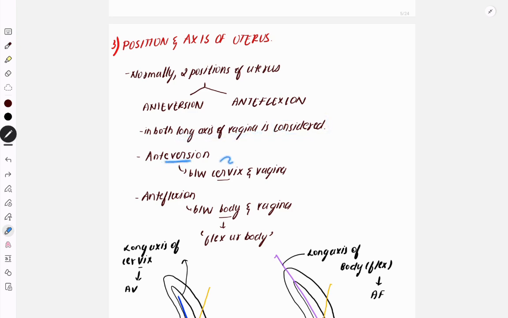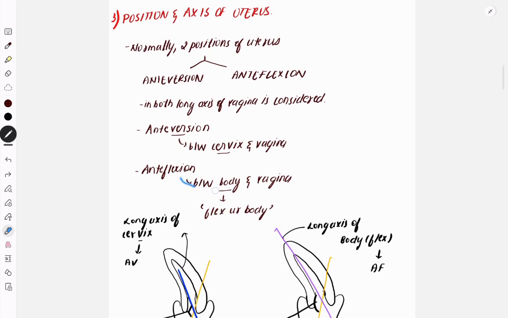The angle of anteversion will be between the cervix and the vagina, whereas anteflexion will be between the body of the uterus and the vagina. The long axis of the vagina is common to both angles. Anteversion is between the long axis of the cervix and the long axis of the vagina, whereas anteflexion is between the long axis of the body of the uterus and the long axis of the vagina. Flex your body: body of the uterus and vagina give the anteflexion angle, and between the cervix and vagina we have anteversion.